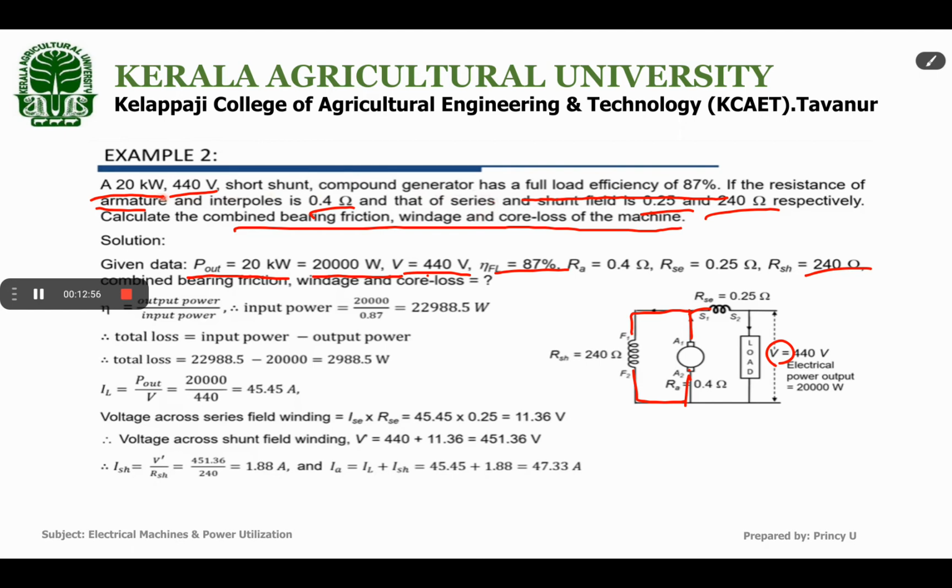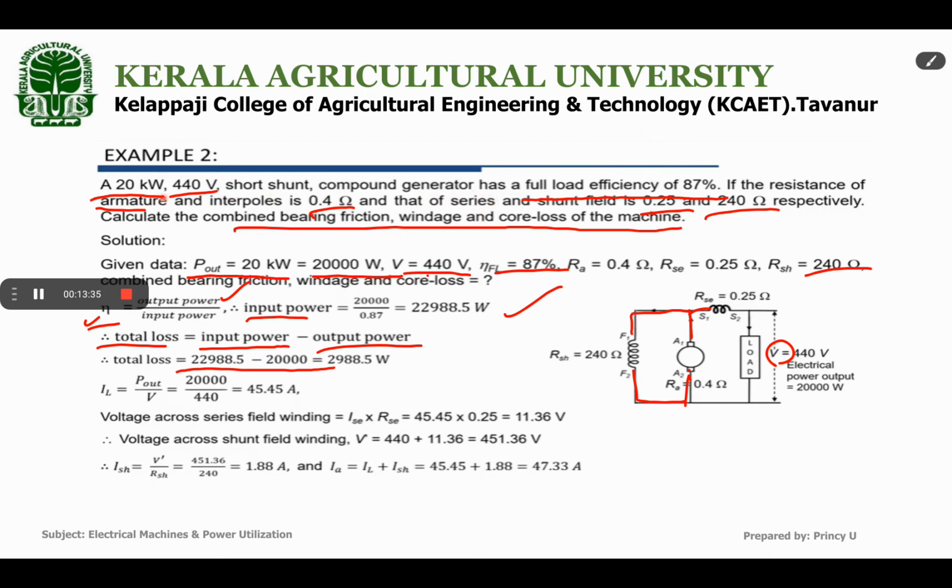Okay. So output is given. We know that efficiency is output by input power. From this you know the efficiency and also the output power. So you can calculate input as output divided by efficiency. So you will get the input power also. If you know the input and the output, we can find the total losses. You know the total losses is input power minus output power. So you will get the total losses. Okay.